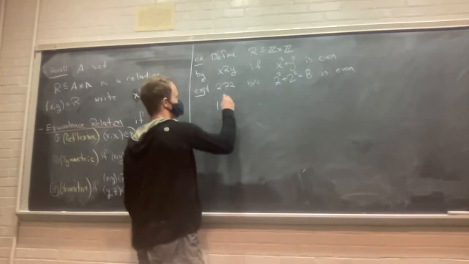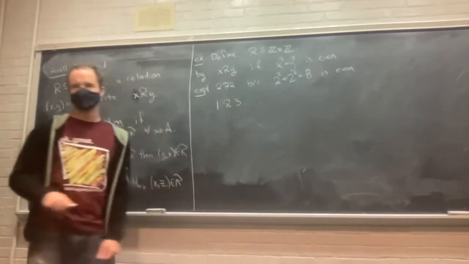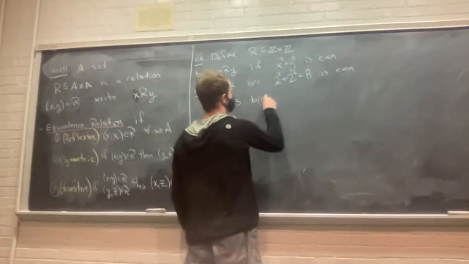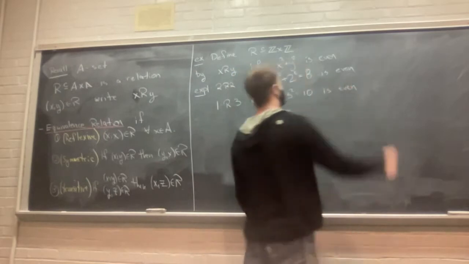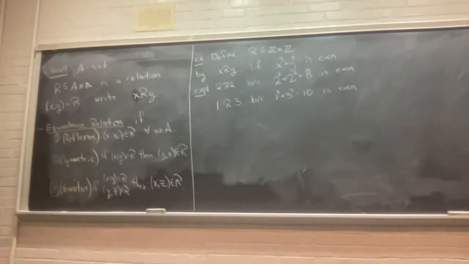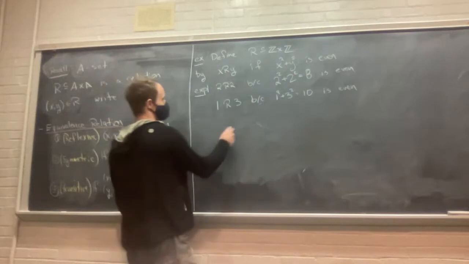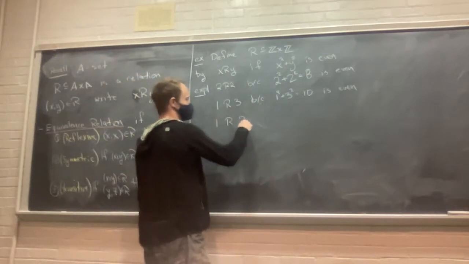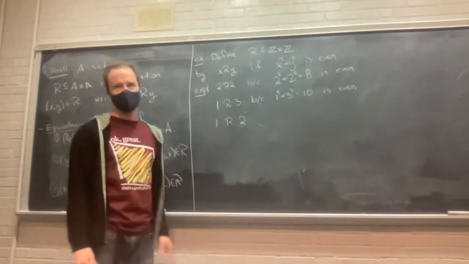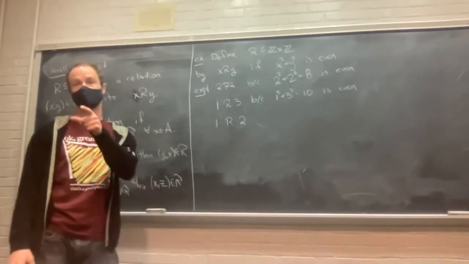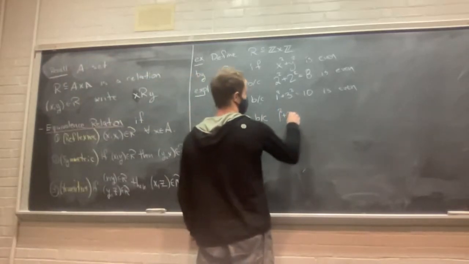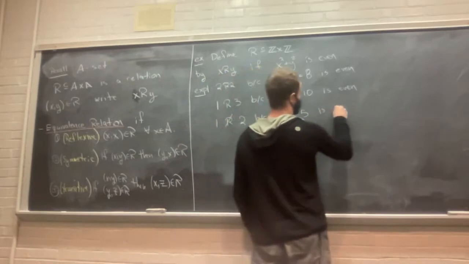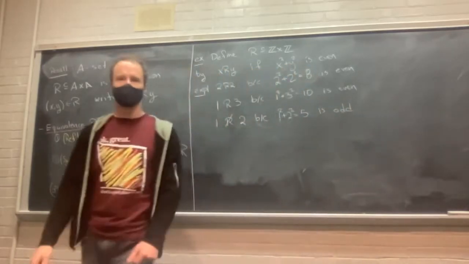Let's answer the question: is 1 related to 3? I think 1 is related to 3 because 1 squared plus 3 squared is equal to 10, and that's even, right? So 1 is related to 3. Now let's say, is 1 related to 2? I'll put a cross through it if it's not. And it's not, because 1 squared plus 2 squared is odd, and we know that odd means not even, right?